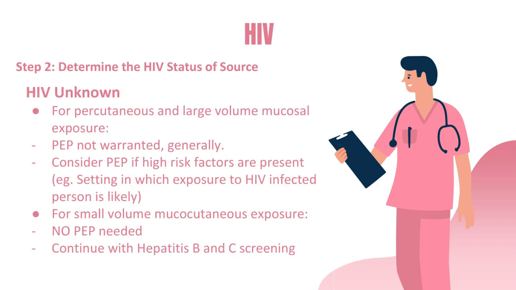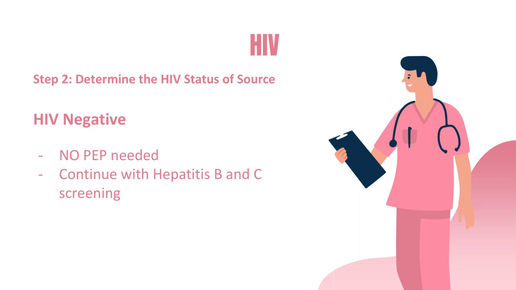If HIV status is unknown, for percutaneous and large volume mucosal exposure, PEP is not warranted. Consider PEP if high risk factors are present, for example, a setting in which exposure to an HIV-infected person is likely. For small volume mucocutaneous exposure, no PEP is needed, but it is also recommended to continue with hepatitis B and C screening. For HIV negative, no PEP is needed, but it is recommended to continue with hepatitis B and hepatitis C screening.